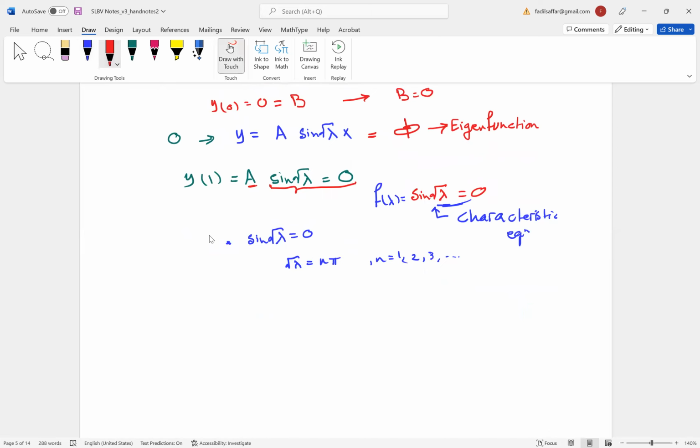So we can rewrite our eigenfunction now. Let's use this definition. If we use our eigenfunction, it would be a times sine, and rather than writing square root of lambda, we'll write n pi times x. For now, I don't want to write it as phi n. I want to save phi n for the normalized one. We'll come to that later. So now we see that we have our eigenfunction, and it's written in terms of our eigenvalues.